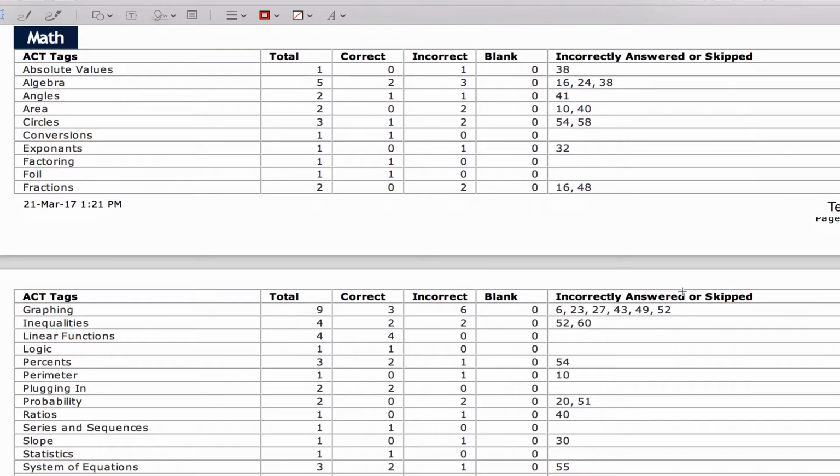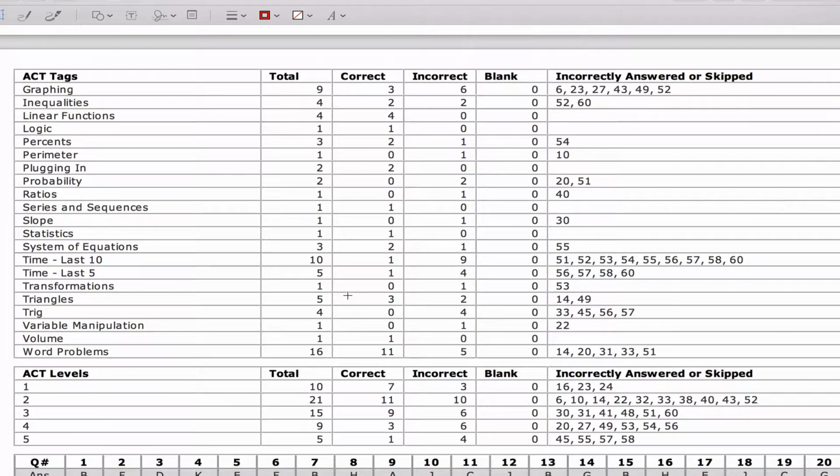All right, let's get to math. Math, again, we have the tags that show subjects. So algebra, okay. Most noticeable thing is word problems, 11 for 16. That's something that should be looked at. Graphing, 3 for 9. Maybe he doesn't have the instinct: this is a question that I should graph. Very important. Go look at those questions there. And then trig, 0 for 4. Clearly, trigonometry is something you learned this year. Should be reviewing that. And then time last 10.